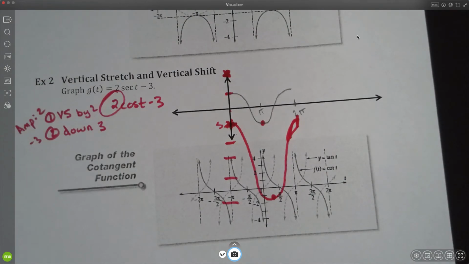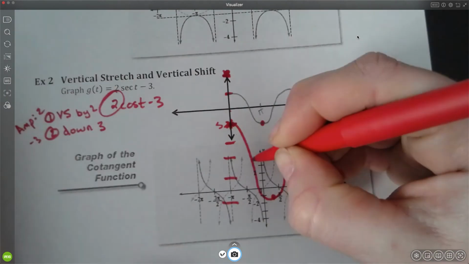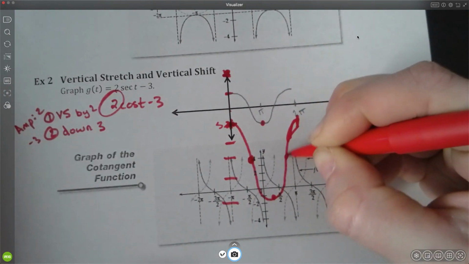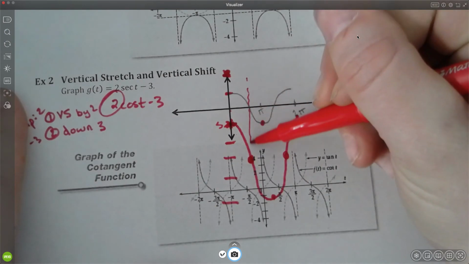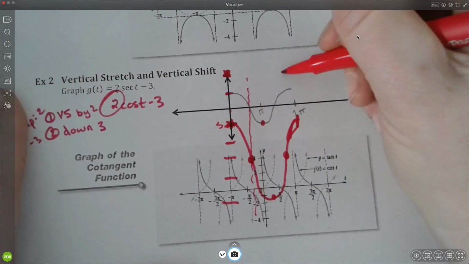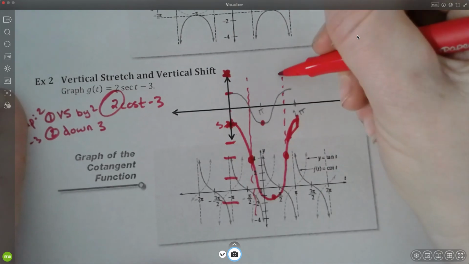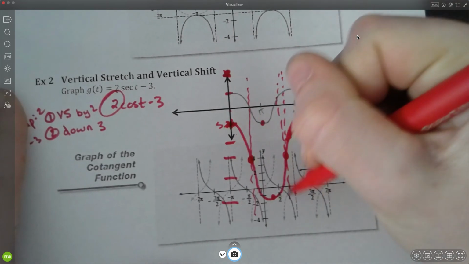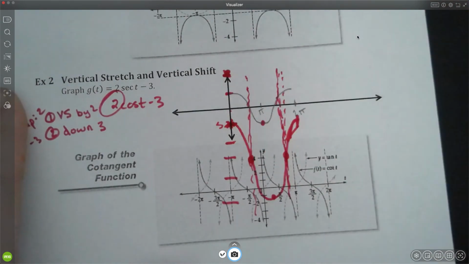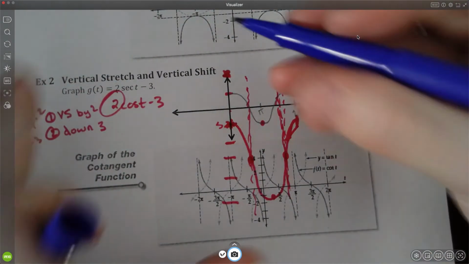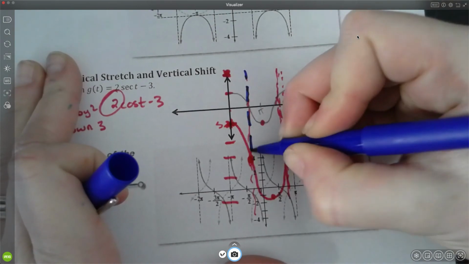Now, where will your vertical asymptotes be? They will cross halfway between here, right? That's where he will touch. Your vertical asymptotes will go through those points. Right there. Right there. I should put this in my other color. My drawing's not very good. There you go. Those are my vertical asymptotes in the blue.